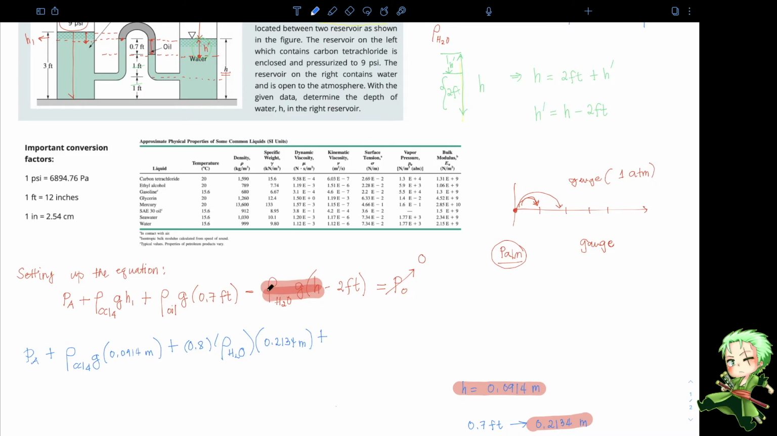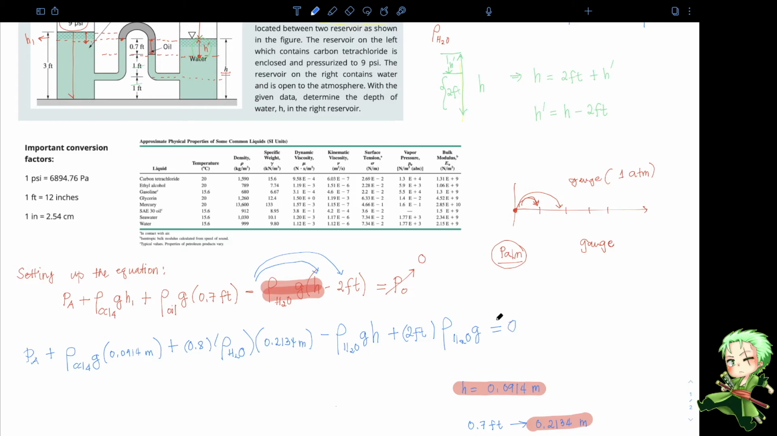So what happens is you need to distribute this term to each of h and 2 feet. When you do the distribution, you get negative of the density of water multiplied by g and then height h. This is the height h that the question is asking us to find. And then when you distribute the negative to the negative, you have positive 2 feet multiplied by the density of water times g, and that is equal to 0.